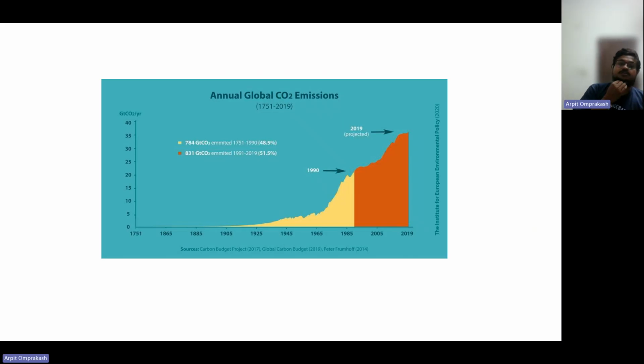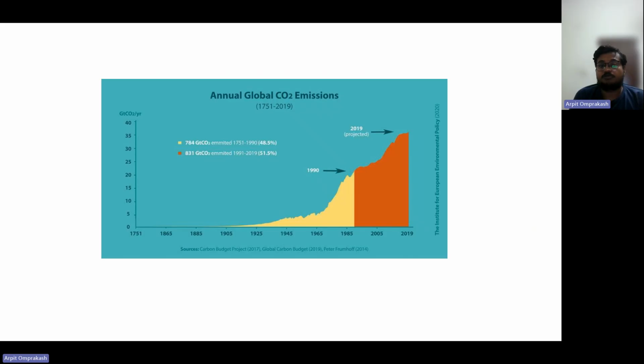Then this is another graph which shows annual global carbon dioxide emissions, how much is emitted per year across the years. And we see that since 1990, which is approximately 30 years before now, to here, we have emitted around 831 gigatons of carbon dioxide, whereas we emitted only 784 gigatons of carbon dioxide from the 1750s to the 1990s.